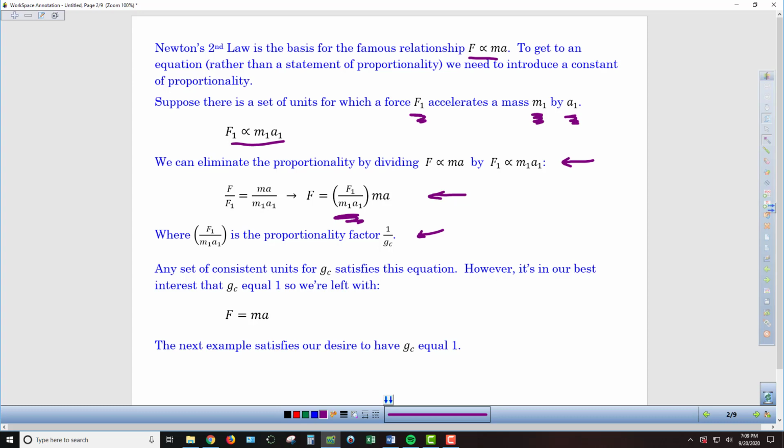Now, it's in our interest, if we want to have as simple an equation as possible, for this g sub c to work itself out to equal 1, so that we can end up with F equals ma, the way we commonly refer to the second law.